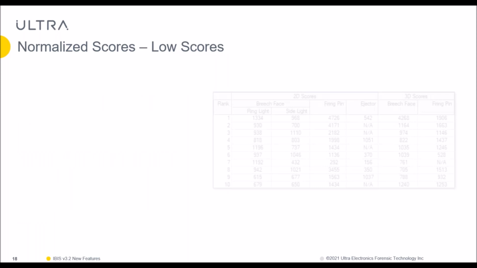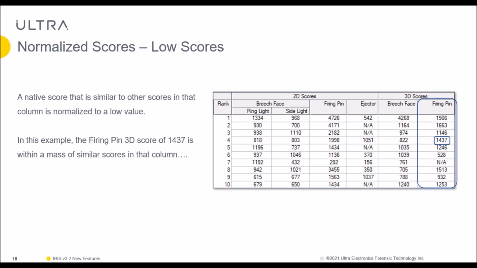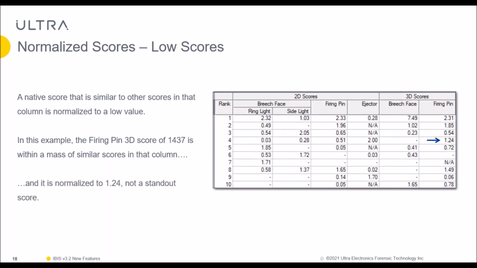On the other hand, a native score that is similar to other scores in the column normalizes to a low value. So in this example here, the firing pin 3D score of 1,437, that's within a mass of similar scores in that column. So there are some higher scores like 1906 and 1663. But there's also some lower scores like 1146, 1246. And that 1,437 normalizes to 1.24, which is not a standout score by any means.